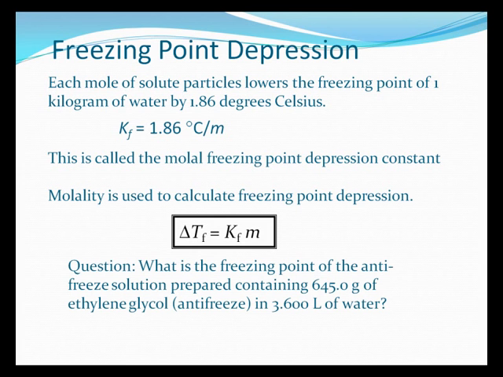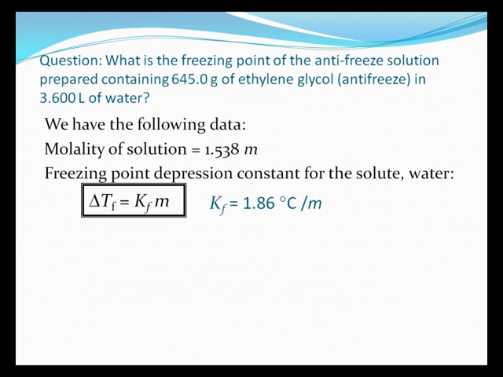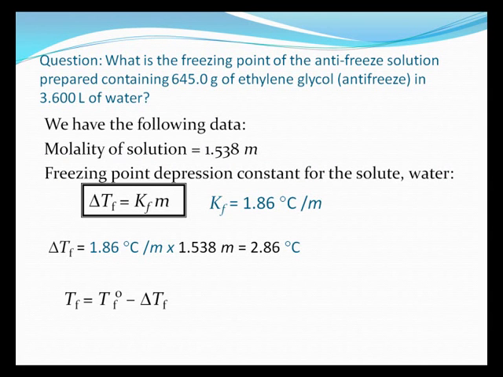So, what is the freezing point of that antifreeze solution that we calculated earlier? We know that the molality of the solution is 1.538 molal, and we know the freezing point depression constant, so this is a simple matter of multiplying them together. We end up with the change in freezing point being 2.86 degrees, and so to get the final freezing point, you need to take the initial freezing point, subtract from it the change, and get negative 2.86 degrees as your new freezing point.